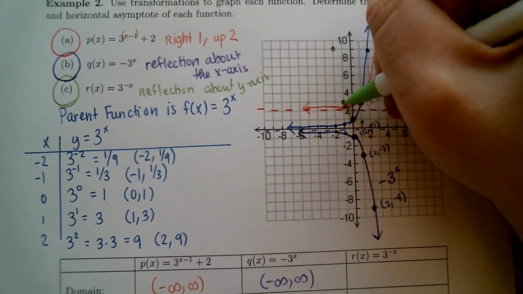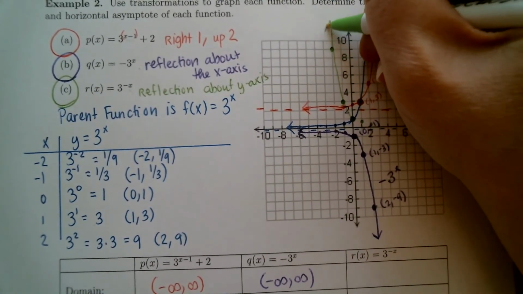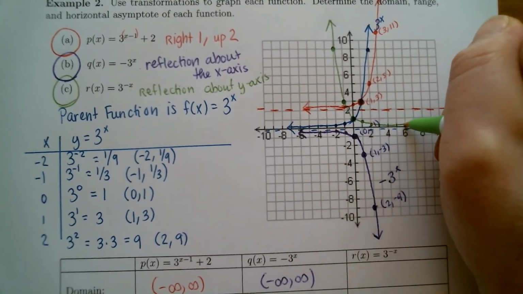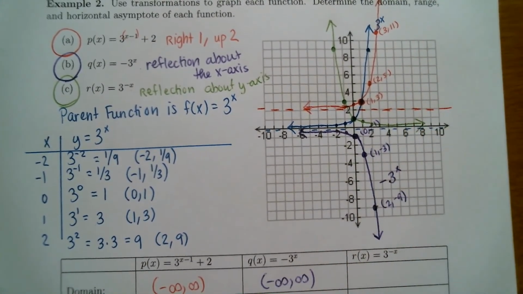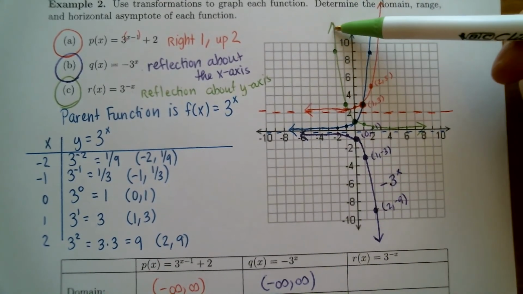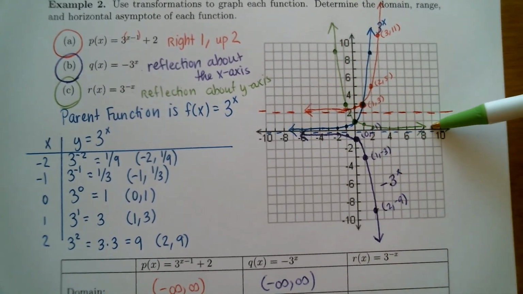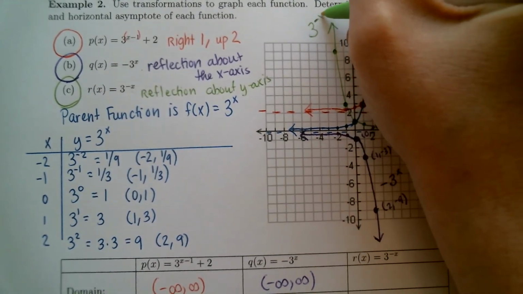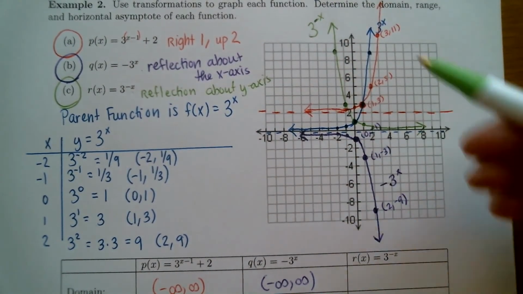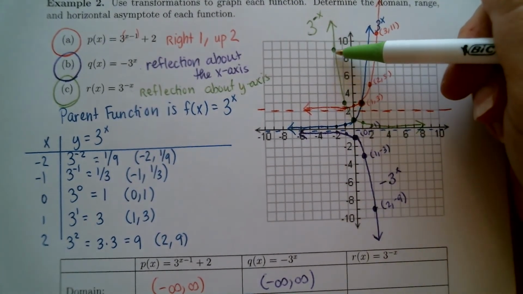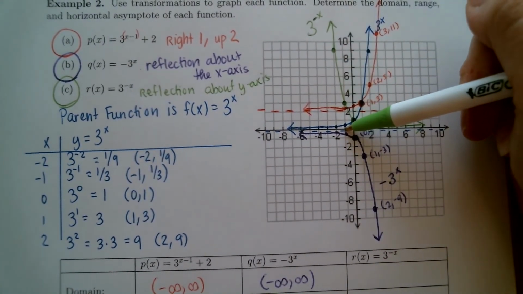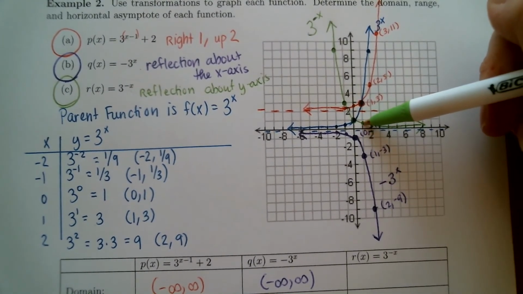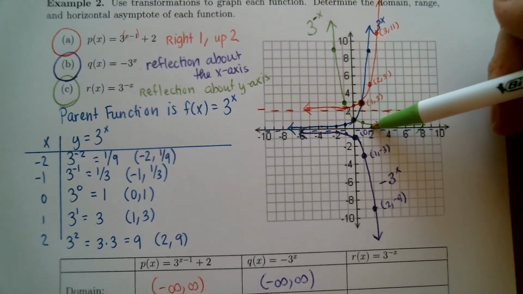This side is doing this. This side is getting closer and closer to the x-axis, but never touching it. So you end up with this decreasing function here. So this is the graph of 3 to the negative x. That's what it looks like. And again, the specific points are (-2, 9), (-1, 3), (0, 1), (1, 1/3), and (2, 1/9).